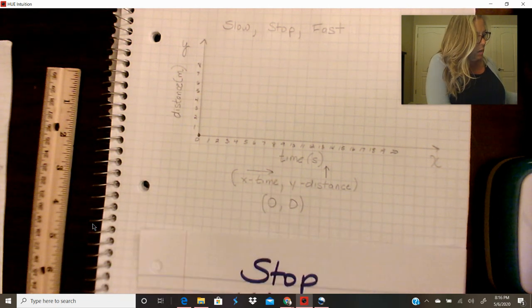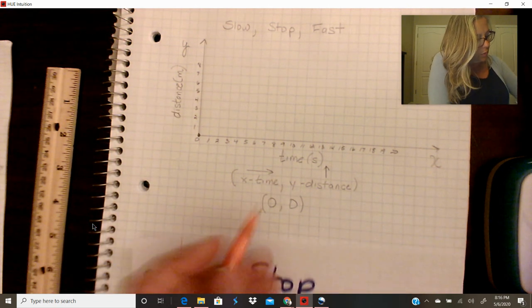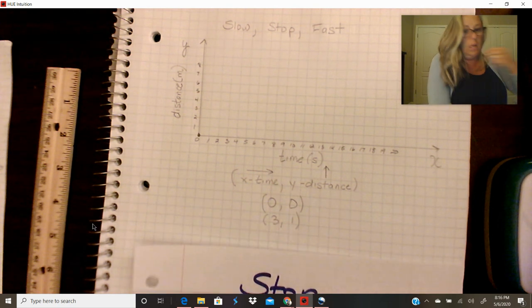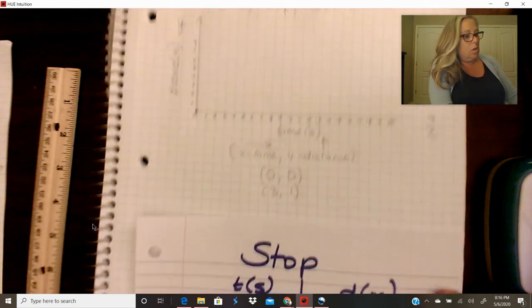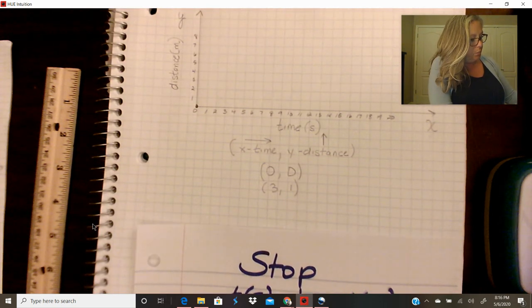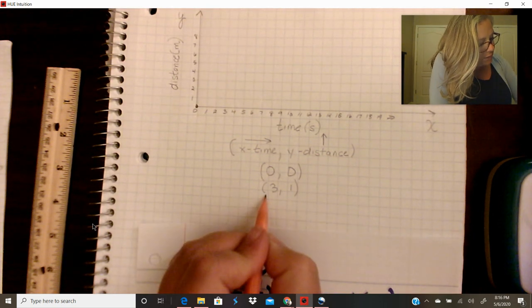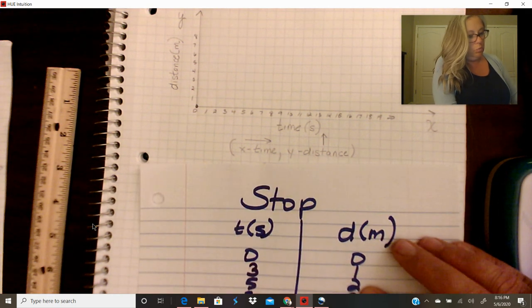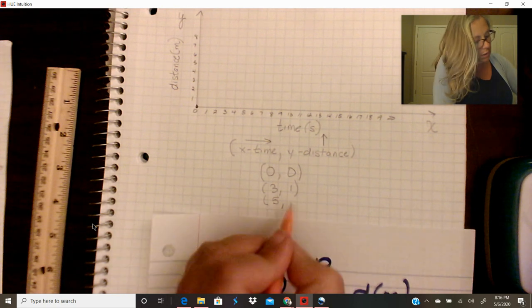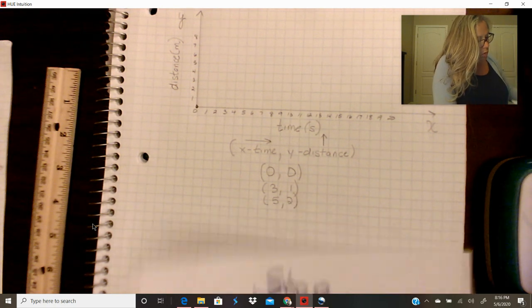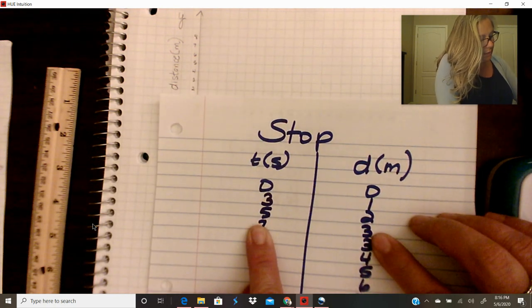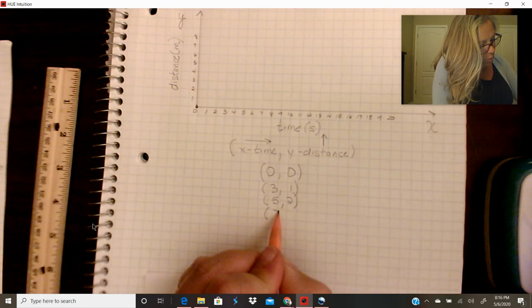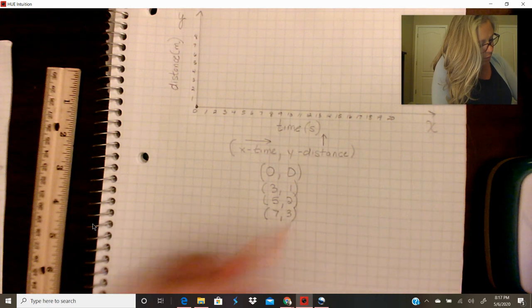All right. The next one was at 3 seconds. That's when Nick was at the 1 meter card on the floor in my kitchen. All right. At 5 seconds, Nick was at the 2 meter card. So the next coordinate is 5, 2. All right. The next one at 7 seconds, Nick was at the 3 meter card.